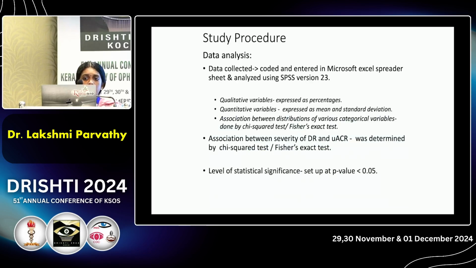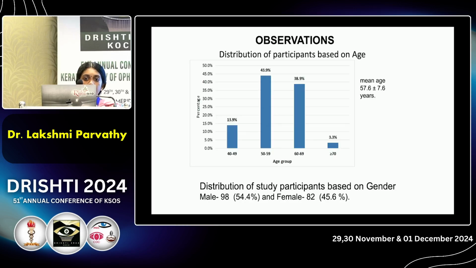This collected data were recorded in a Microsoft Excel spreadsheet and analyzed using SPSS version 23. Association between severity of diabetic retinopathy and UACR was determined by chi-square test or Fisher exact test, and the level of statistical significance was set at a p-value of less than 0.05.